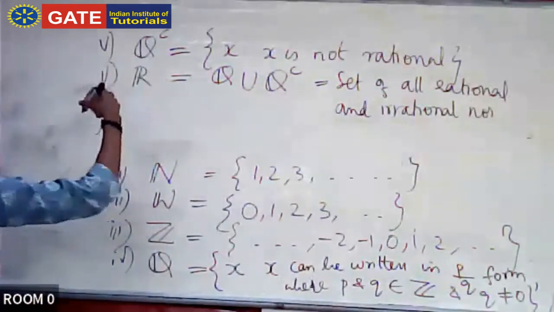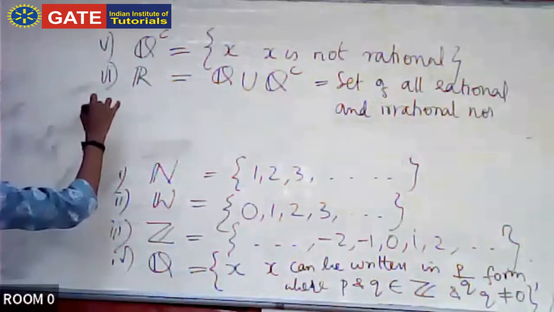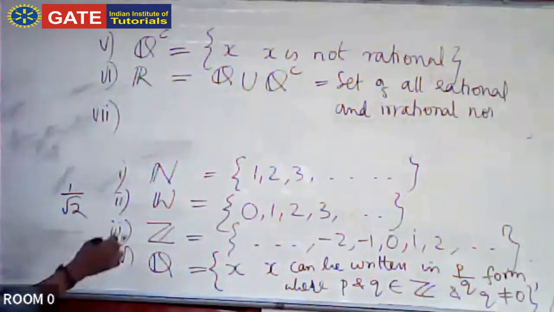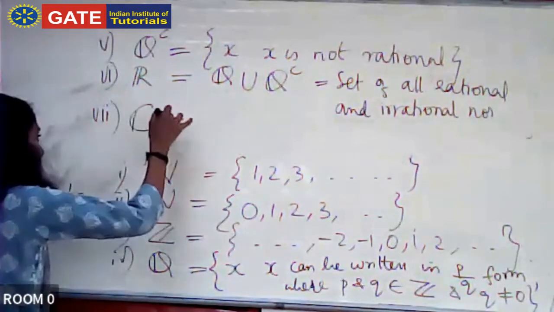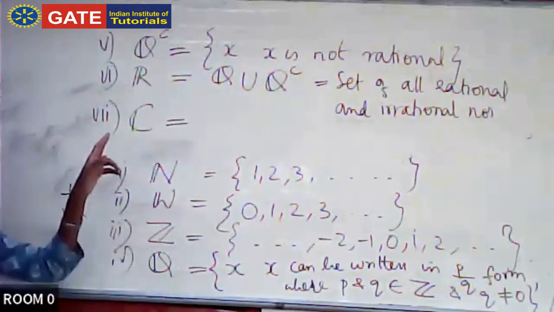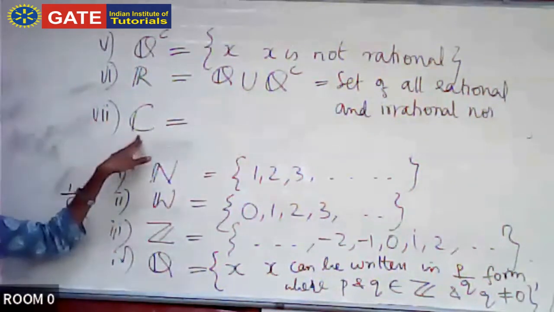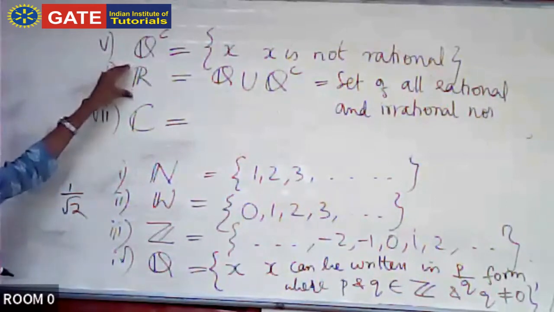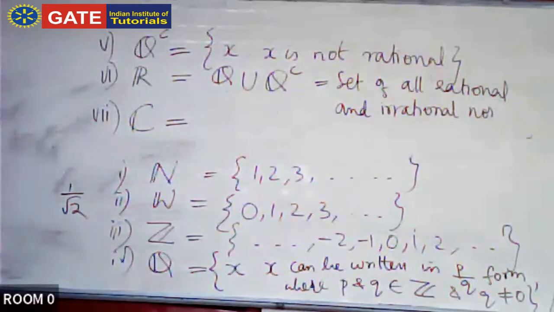Then is there any other set? Next. Complex numbers. Set of all complex numbers. So why was it necessary to introduce this set of complex numbers? Do you know the reason? Was the set of real numbers not enough?